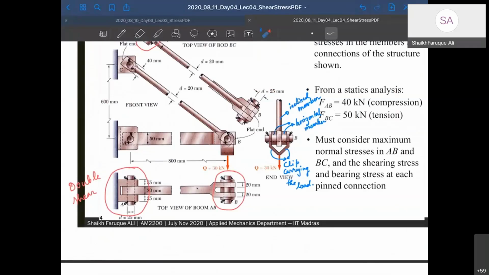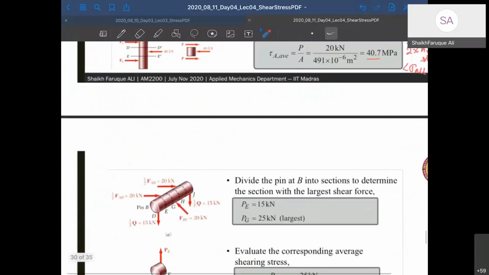Yeah, this is the one. So this is the one. It's going to carry 50 kilonewton. We'll check why it is 20.